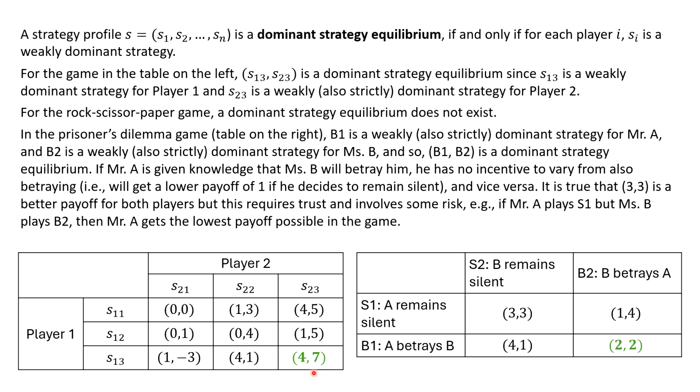And the assumption is, not just in these examples, but in general, the players understand the nature of the game and they reason rationally to play this equilibrium. So you would expect both players to fall into this here, where player 1 plays S13 and player 2 plays S23. And the same goes for this game here.